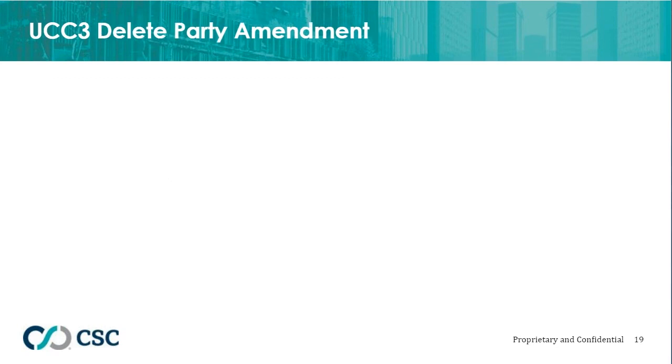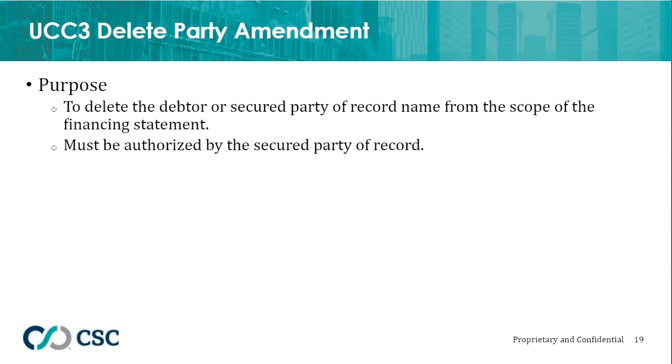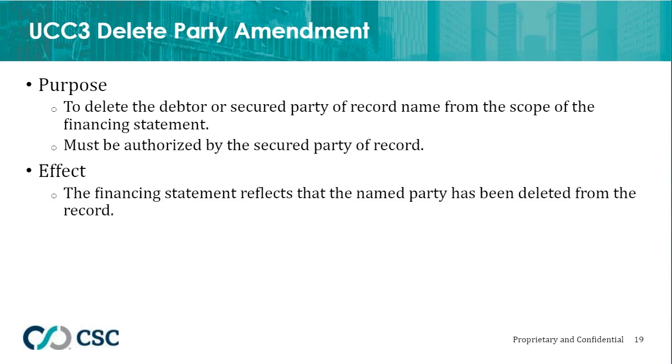Next up is an amendment to delete a party. This is used to remove a debtor or a secured party from the scope of the financing statement. An amendment such as this has to be authorized by the secured party of record, and the effect of this is that the party named is deleted from the record.